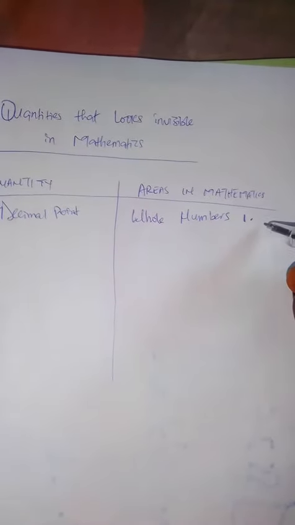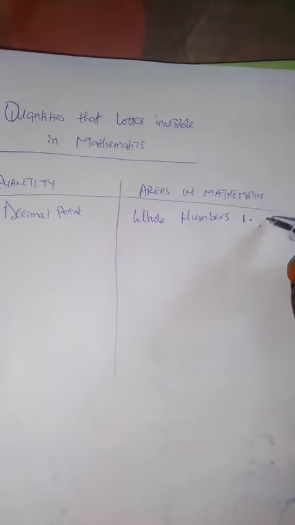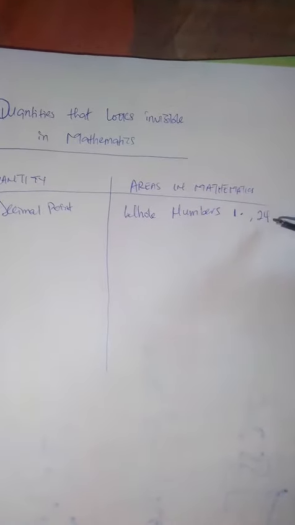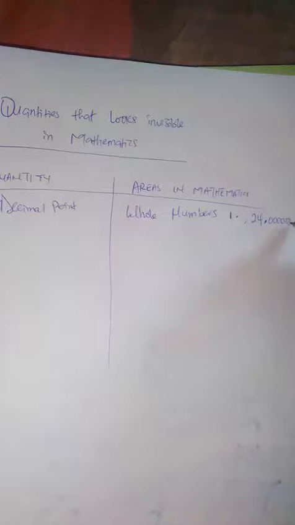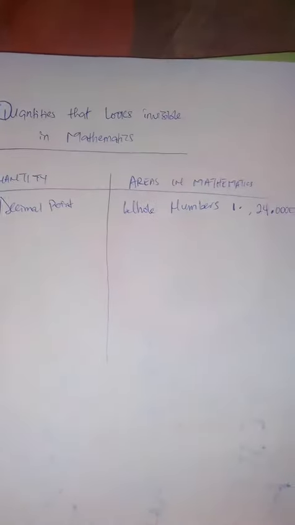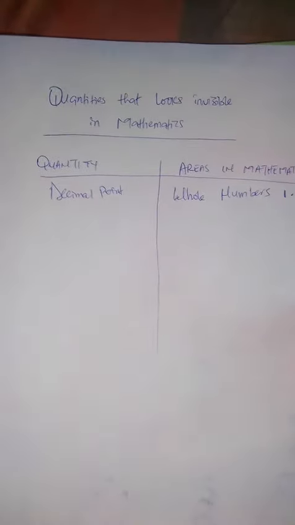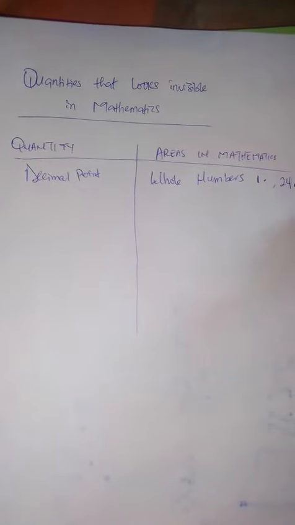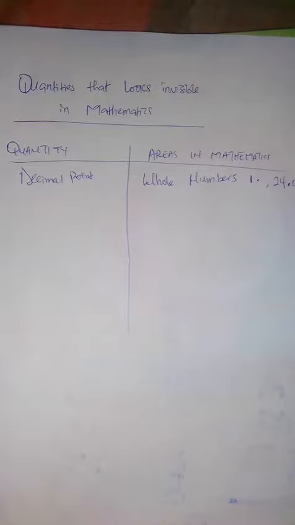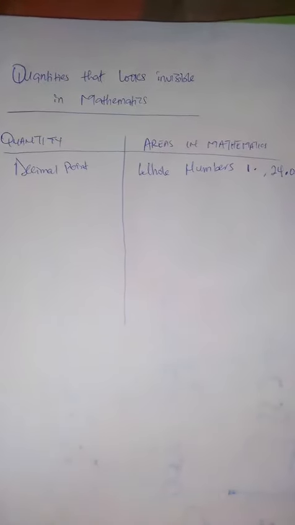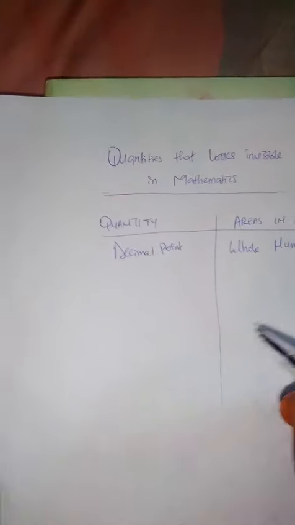Another whole number is 24. Where is my decimal point here? My decimal point is here, so I can write as many zeros as possible. This is still 24. Okay, that is number one. Another example is 136 or 248. My decimal point is where? At the end of the last whole number there. Okay, so that's whole numbers.